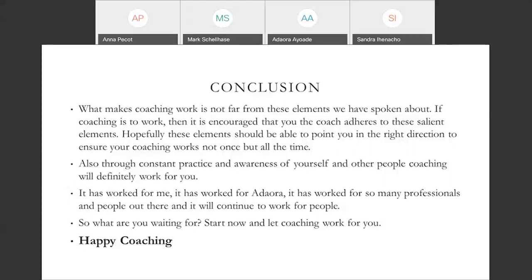It has worked for me. Coaching has worked for Adaora. Coaching has worked for so many certified coaches out there, so many professionals out there, so many people out there. And it will continue to work for people. It has not stopped. So what are you waiting for? Why don't you start now and let coaching work for you?